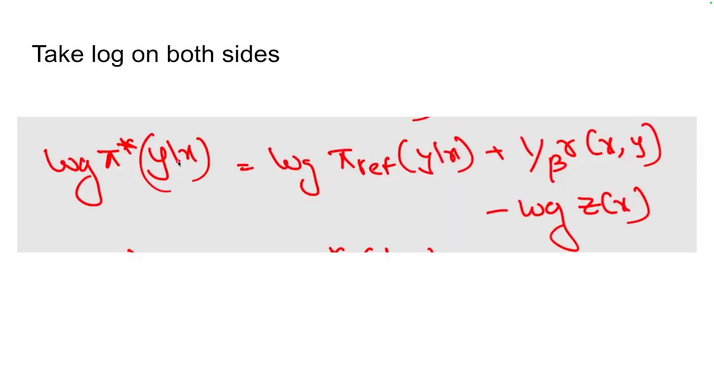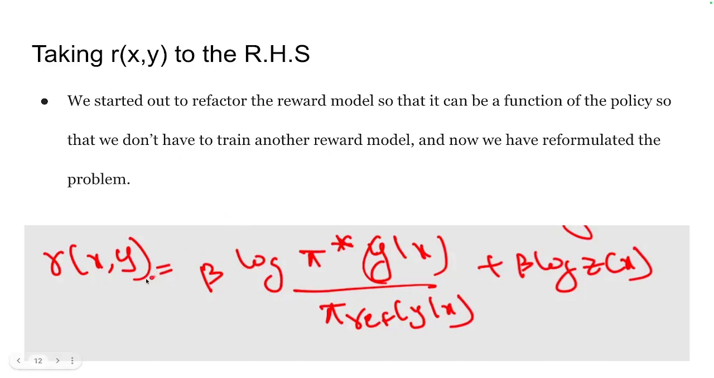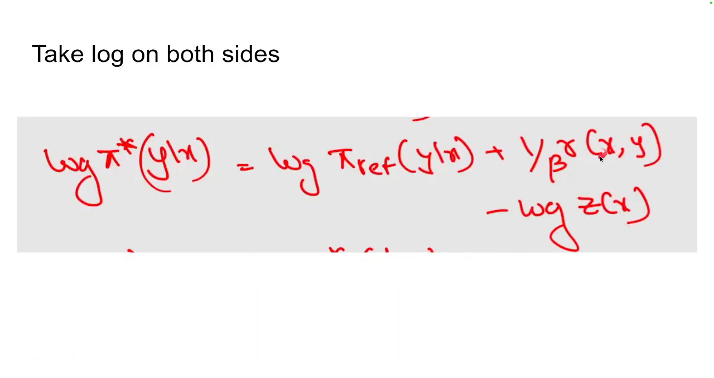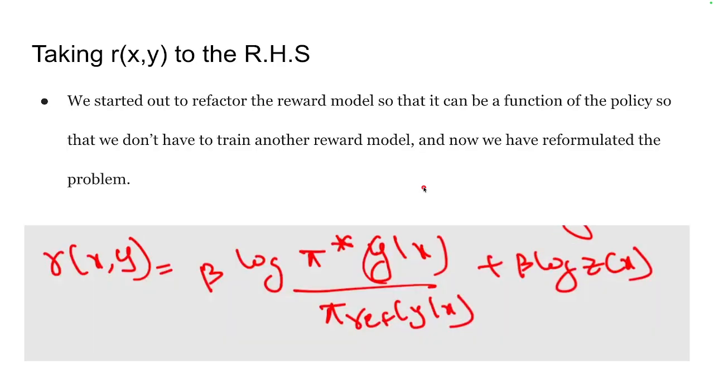Now you can take the reward that you have here to one side, and take all of the other things to the other side. So your reward can be expressed with this formula. You can take the reward on the LHS and everything else on the RHS, and you'll get back this. So this is kind of profound.